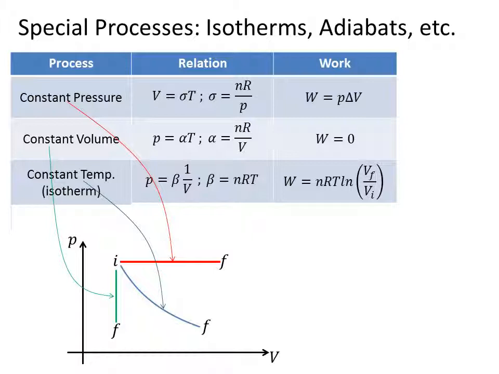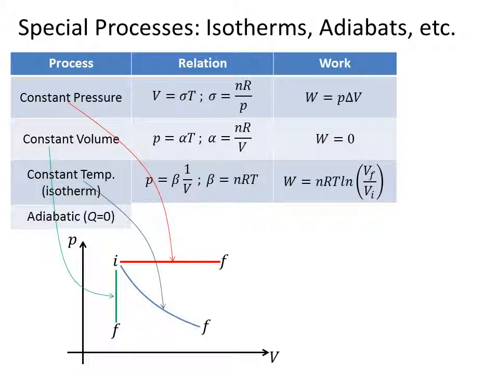The work underneath that curve is given by the equation there. It's N times R times temperature times the natural log of V final divided by V initial. And this can be found using calculus to find the area underneath the curve.